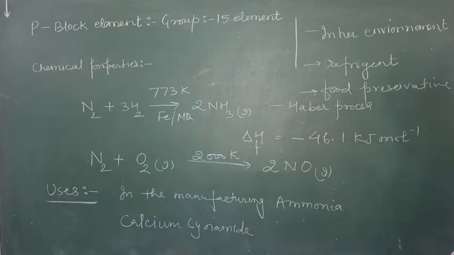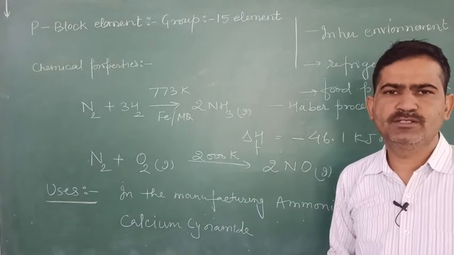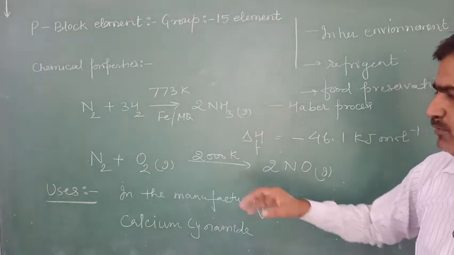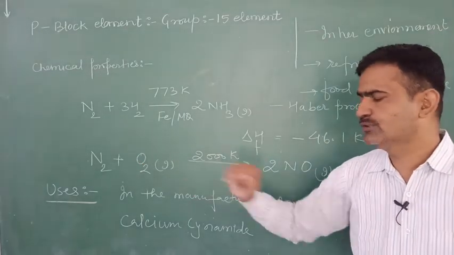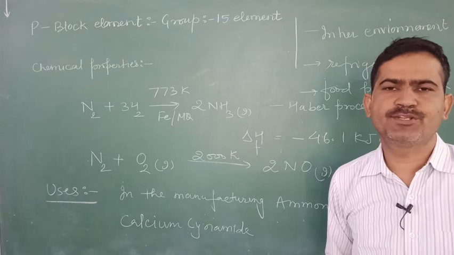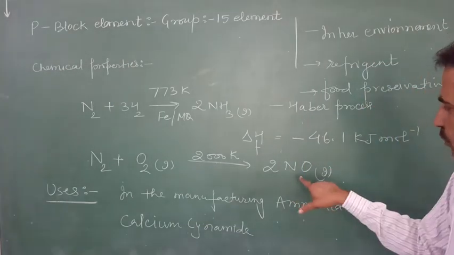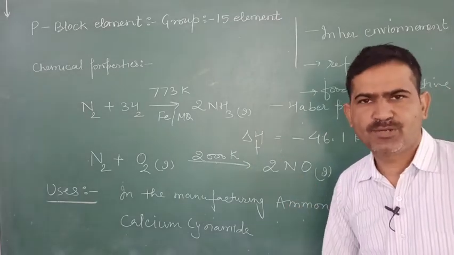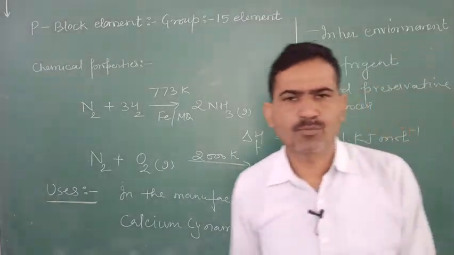Many times it is asked what the Haber process is: the reaction of nitrogen with hydrogen gives ammonia. This is the Haber process. Now, nitrogen reacts with oxygen in the air at a very high temperature. It forms nitric oxide at a 2000 Kelvin temperature. These are its chemical properties.